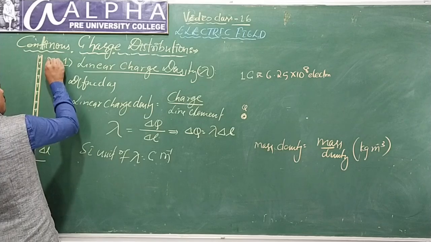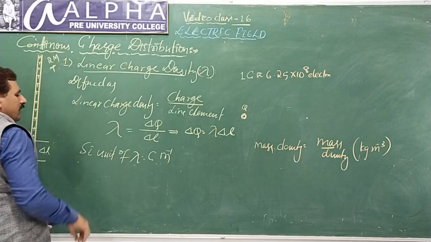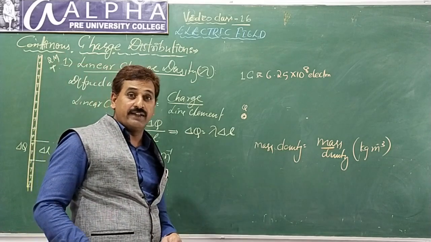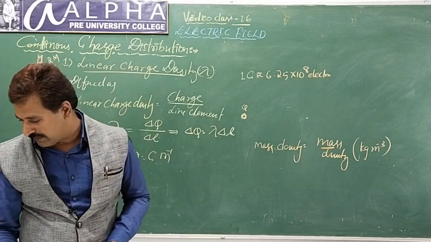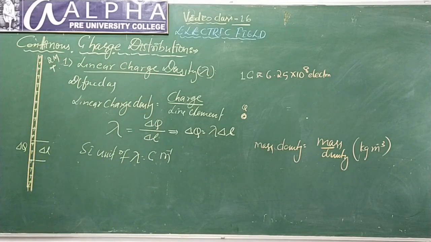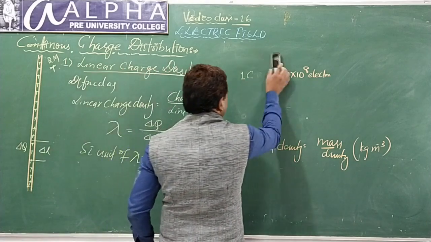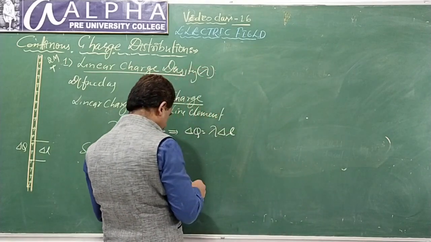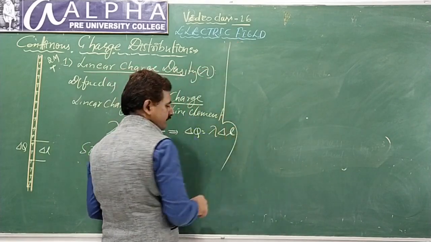For a 1 mark question or 2 mark question, put a star here. Define linear charge density and write its SI unit. The second one, students, is the surface charge density, right here. Very simple. That is surface charge density.